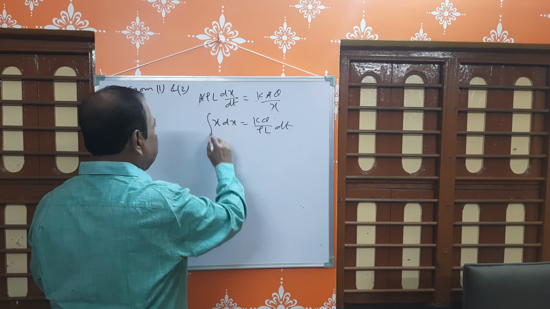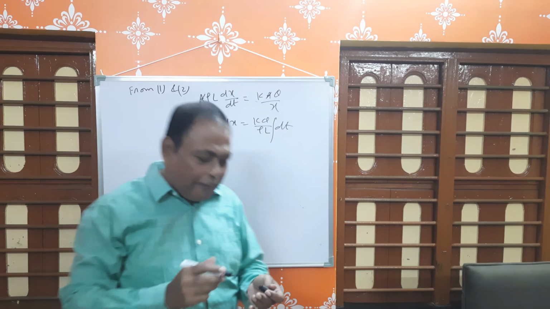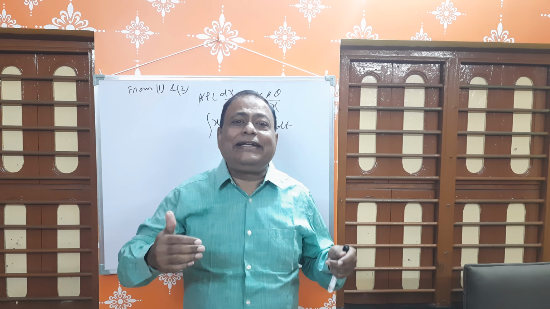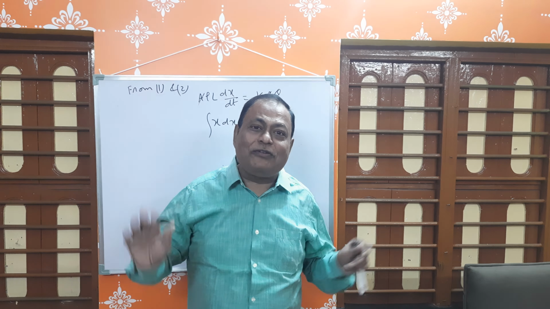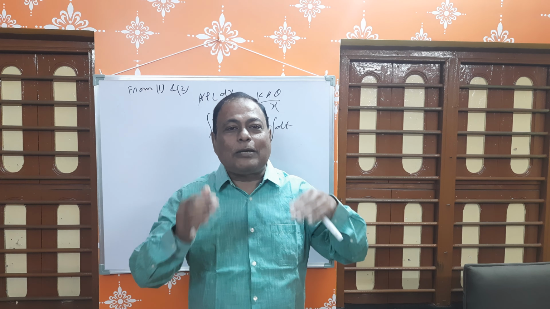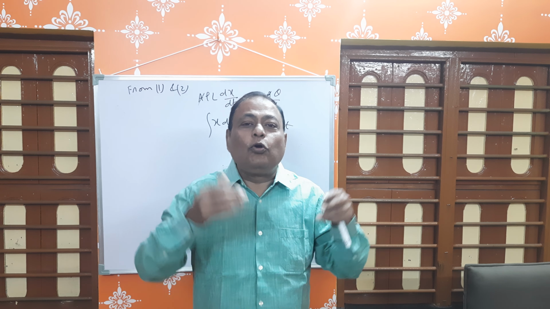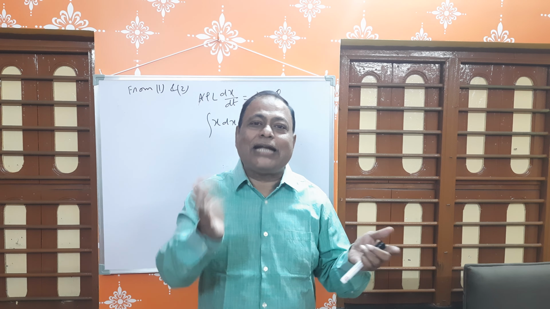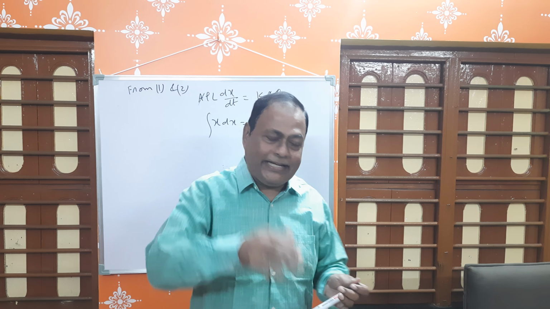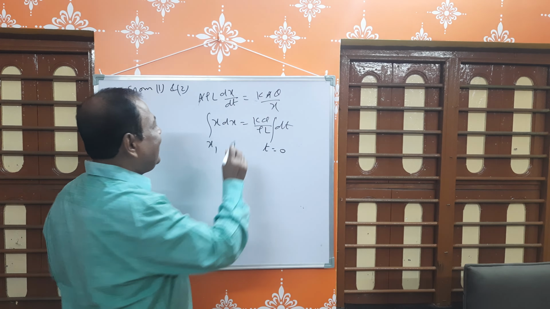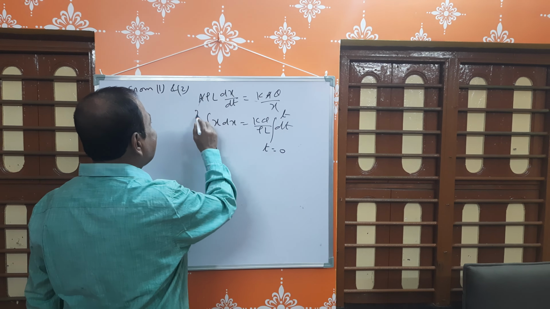Now you integrate this. Suppose you go to the lake at night 10 in the very cold countries. Suppose at time equal to 0, the starting time at night 10, you find the thickness of ice is x1. You go to the same place at night 12. What do you find? Thickness of ice has changed to x2. So with time, the thickness of ice is changing. So at time equal to 0, thickness of ice is x1. At time equal to t, thickness of ice is x2.